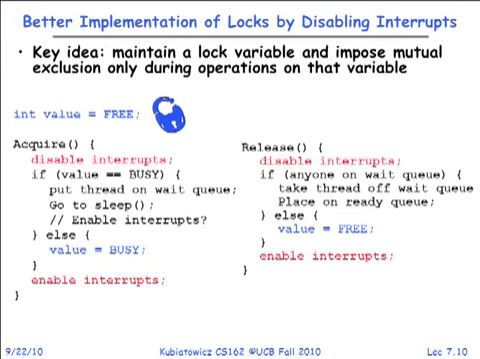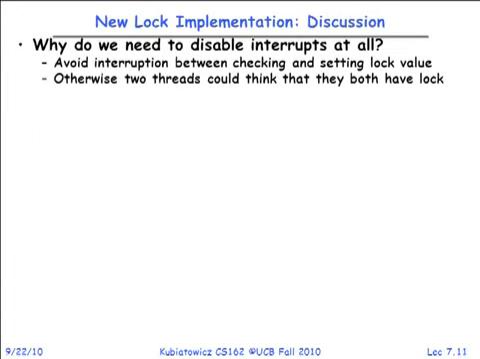Okay, so let's talk about this interrupt for a moment. Why do we need to disable the interrupts at all? The way we're doing this, we have to avoid interruption between checking to see whether the lock is taken and grabbing it. If we check and see the lock is free, and then in the meantime somebody else grabbed the lock, now we've got a problem.